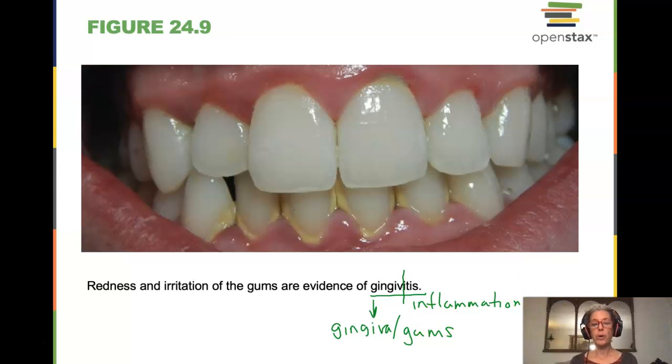Gingivitis, that mouthwash and brushing helps to prevent, is inflammation of the gums. The gingiva are our gums. So this person has buildup of tartar around the edges of their teeth, and that is causing inflammation of their gums. When the gums become inflamed, they can pull away from the enamel, and then that allows bacteria to get even deeper and cause problems.